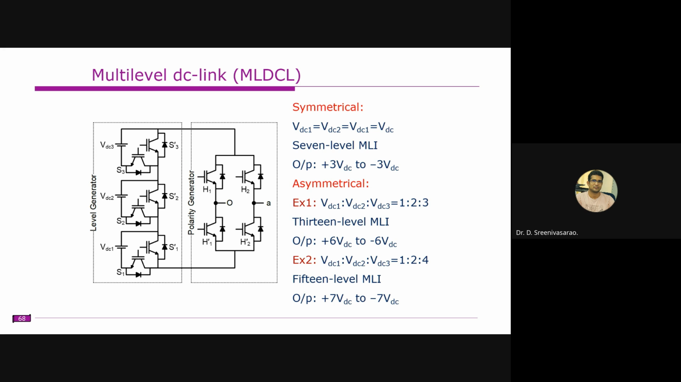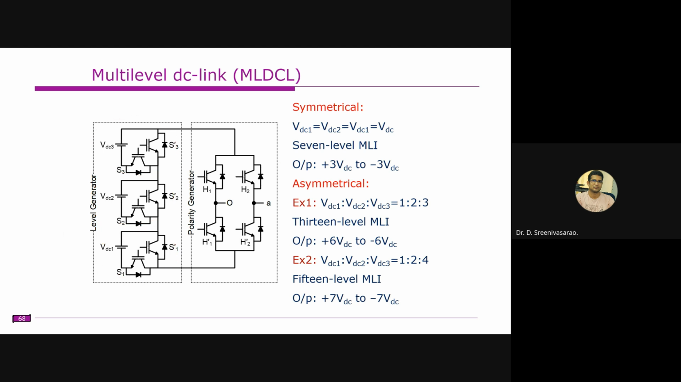So what we discussed is the multi-level DC link converter, MLDCL. As we discussed, it has two parts: this one is the polarity generator part, and this one is the level generation part. First we focus on the level generation part. This is one basic unit, and in this case, 3 units are connected here.